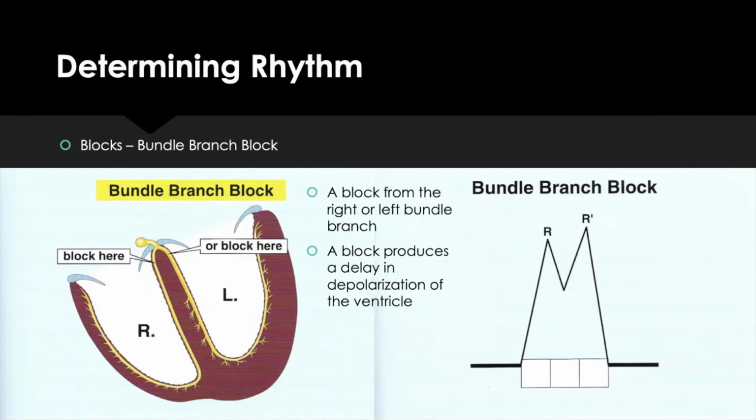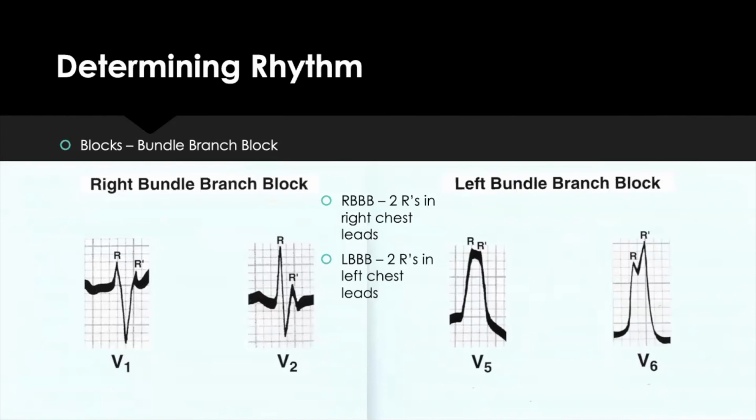A bundle branch block, as you can see right here, can be determined if the QRS wave is 3 small squares or 0.12 seconds or more. These are visuals as to what a right bundle branch block looks like and a left bundle branch block.